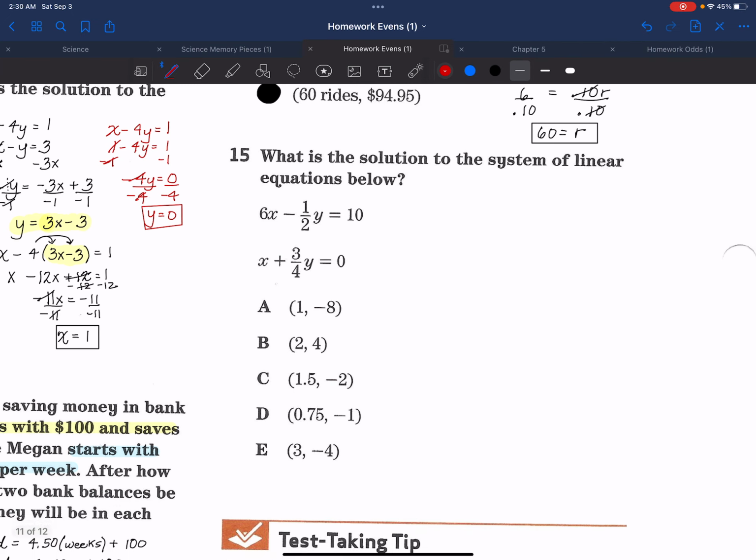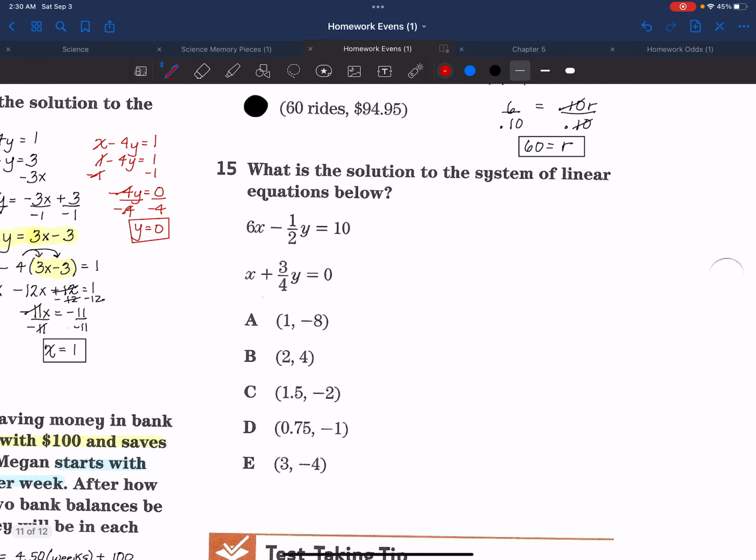In number 15, what is the solution to the system of linear equations below? And remember, they're wanting me to use the substitution method. So I'm going to take this second equation that is in standard form, and I'm going to solve it for y.